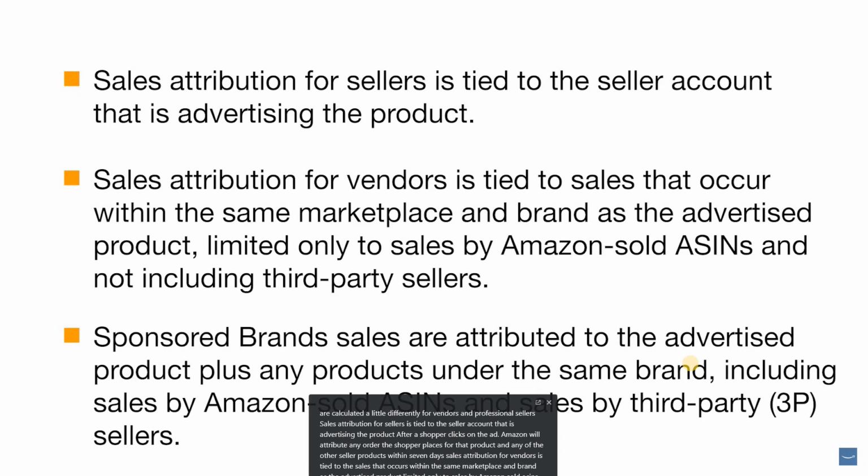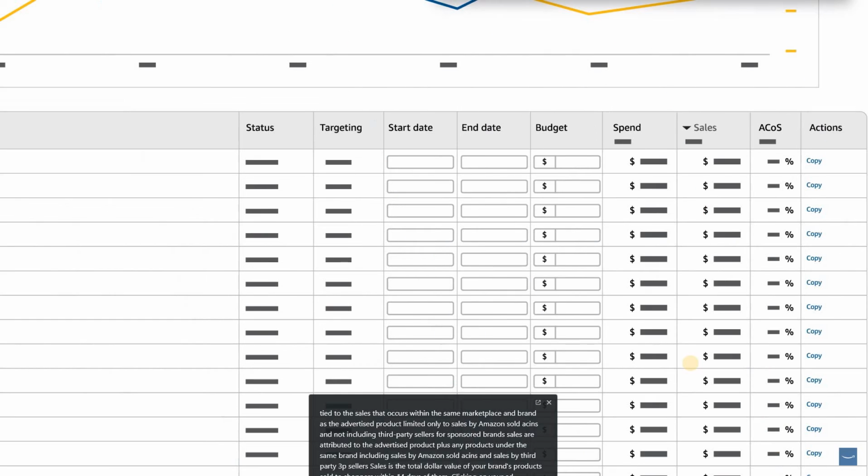For sponsored brands, sales are attributed to the advertised product plus any products under the same brand, including sales by Amazon sold ASINs and sales by third-party 3P sellers. Sales is the total dollar value of your brand's products sold to shoppers within 14 days of them clicking on your ad. Sponsored brands attributed sales excludes canceled orders and payment failures.